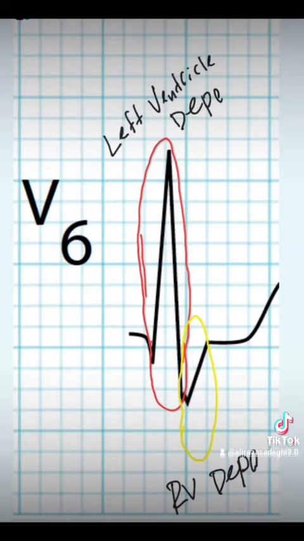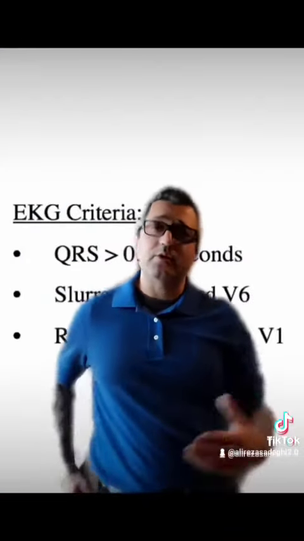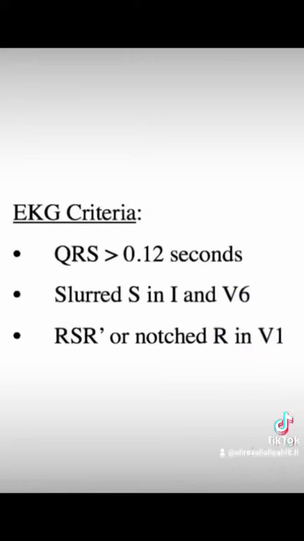If you were to measure the duration of the QRS complex in lead V6, it must match the duration of the complex in lead V1. And finally, here are the criteria that must be met for a right bundle branch block. A QRS complex that's wider than 0.12 seconds or 3 small boxes, slurred S wave in the lateral leads, and the Rsr pattern or the notched R wave in lead V1.